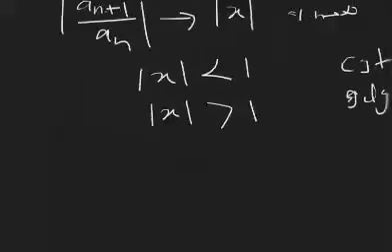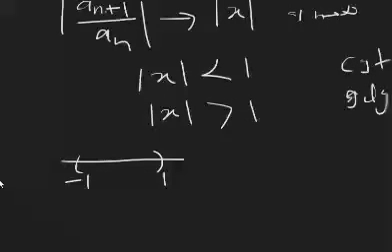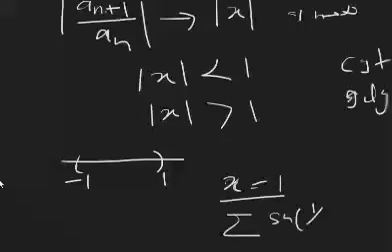Now let's consider two cases separately. We know for x between -1 and +1, the power series is convergent. Outside of this interval, the power series is divergent. Now we consider these endpoints separately. When x is equal to 1, we get the sum of sine of 1 over n squared.